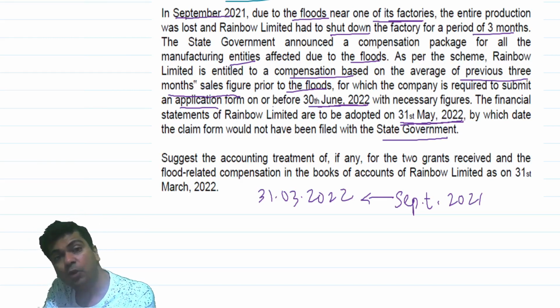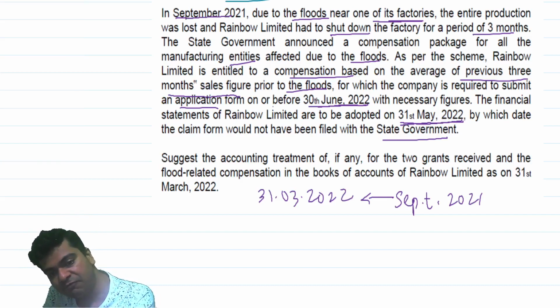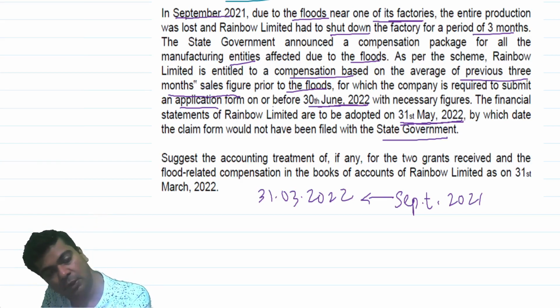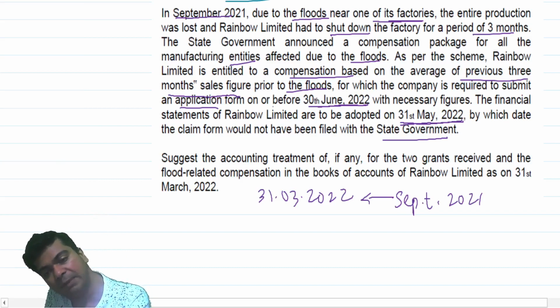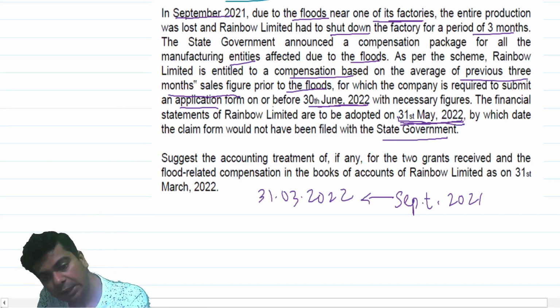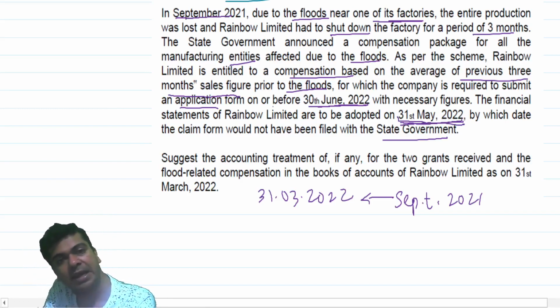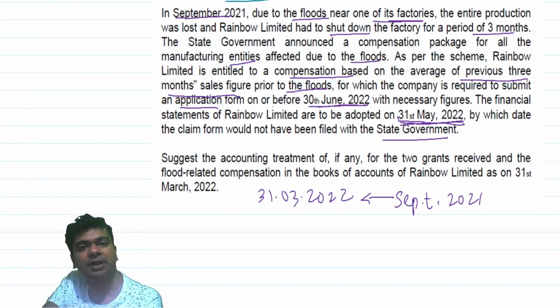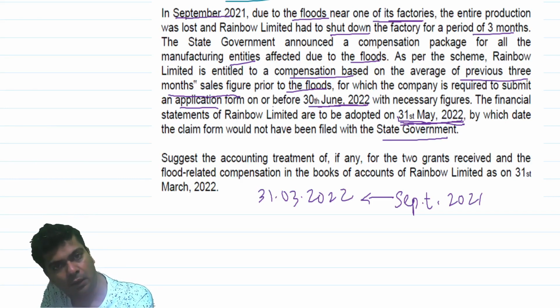But for that, you have to submit the necessary form. And along with the form, you will also have to send a copy of your financial reports. Now, all these things will happen only by 31st May 2022. Getting it? The application form will be filed by us, but after the year has come to an end.